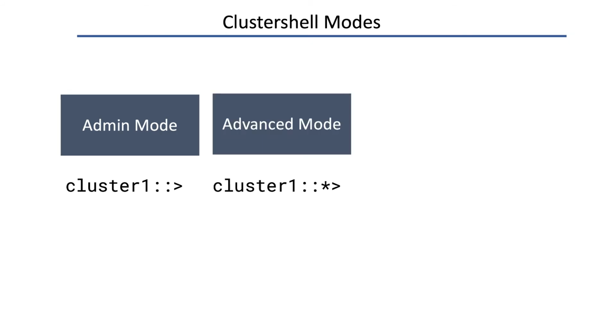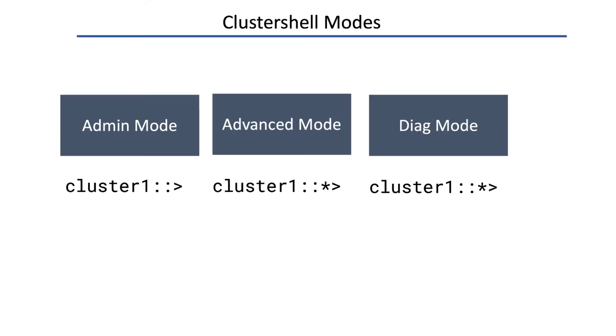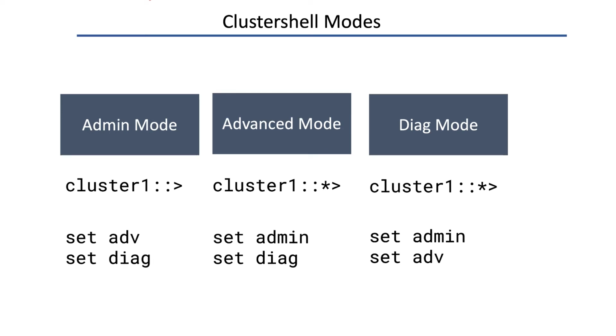However, if you want to access advanced or even diagnostic commands, you can change modes. Changing modes means that you get more commands at your disposal. NetApp advises to be careful in these modes because you can inadvertently destroy things. To change to the advanced mode, you type set advanced, and diag will require set diag or set d. Your prompt will change to cluster name, two colons, and then an asterisk, followed by the greater than sign. So to make a long story short, you can switch between the modes by simply typing set and then the mode you want to go to, from any of the three modes.